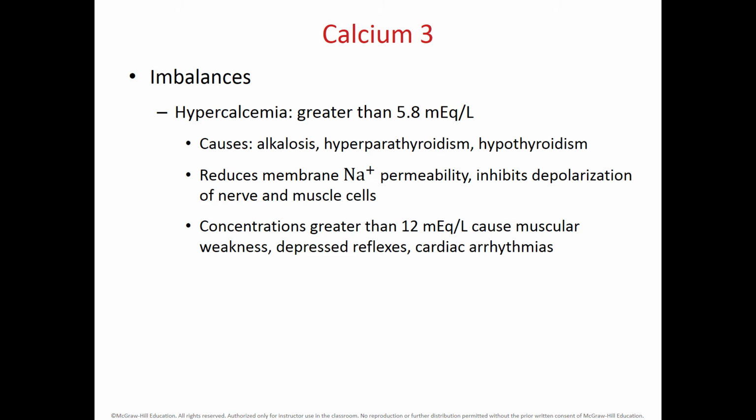Now, when someone has hypercalcemia, there will be a reduction in the permeability of sodium. So the nerve cells and muscle cells will depolarize less, and you will have less excitable cells. Now, whenever you have hypercalcemia greater than 12 milliequivalents per liter, you have severe muscular weakness, depressed reflexes, and cardiac arrhythmias.